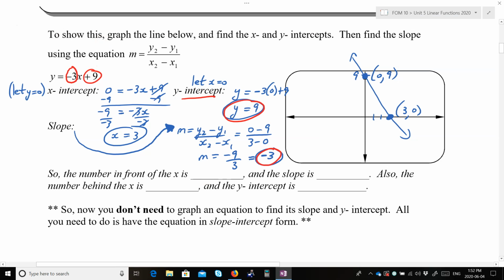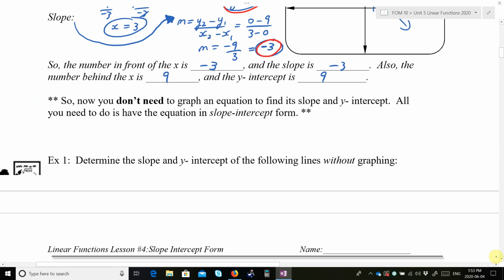Okay, and so that's what this sentence down here is going to say. It says, so the number in front of the x is negative 3, and the slope is negative 3. Also, the number behind the x is positive 9, and the y-intercept is positive 9. So that's why it's called slope-intercept form. So now you don't need to graph an equation to find its slope and y-intercept. All you need to do is have the equation in slope-intercept form.